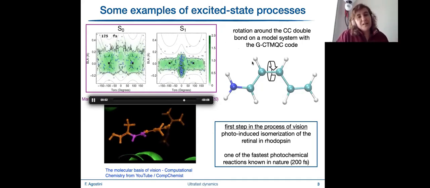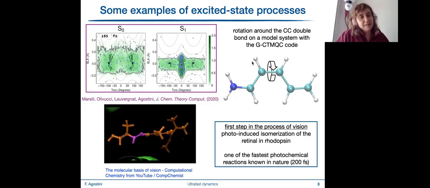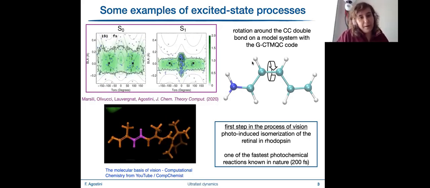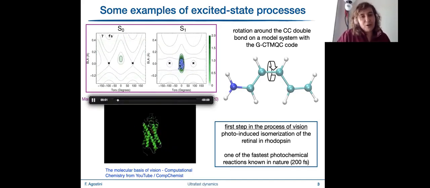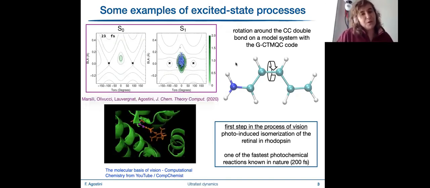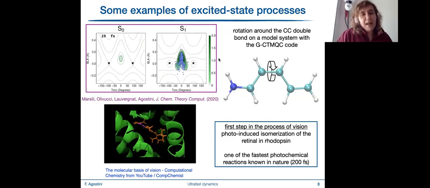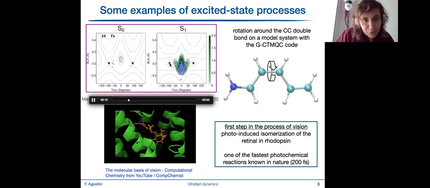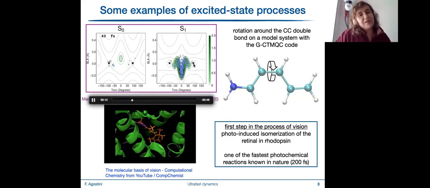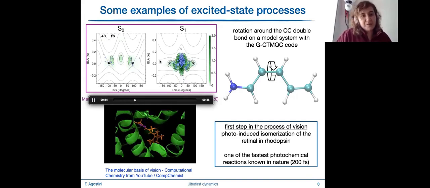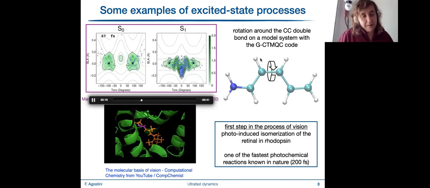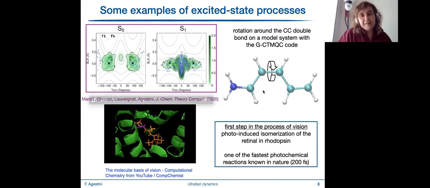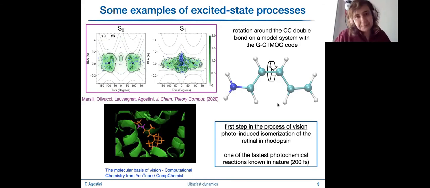Basically at the initial time, the system is excited on S1. You can see it here at the initial time: there is basically only population in the excited state. Within 200 femtoseconds, the system relaxes via these two crosses here. There are two degeneracy points between the excited state and the ground state. As time goes on, the ground state gets populated and the molecule basically rotates.